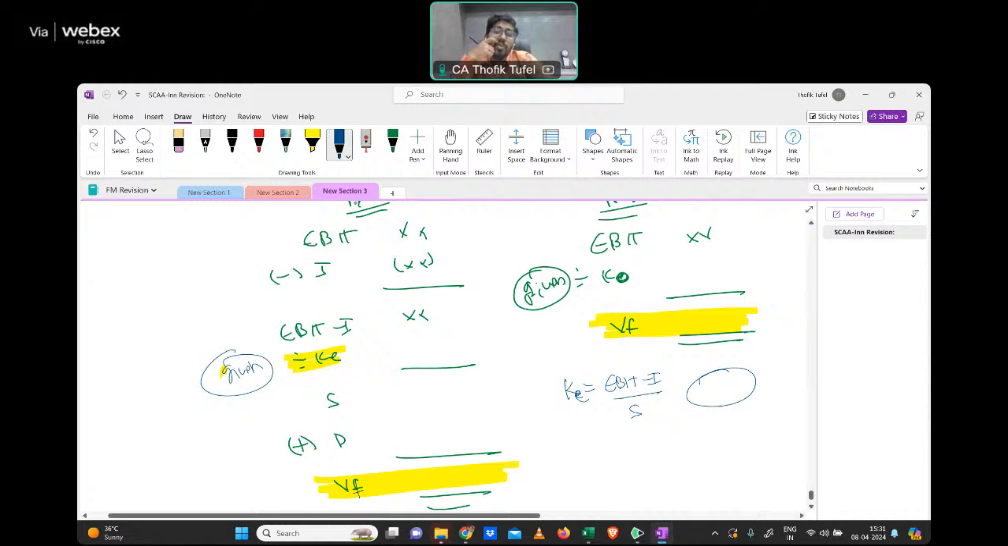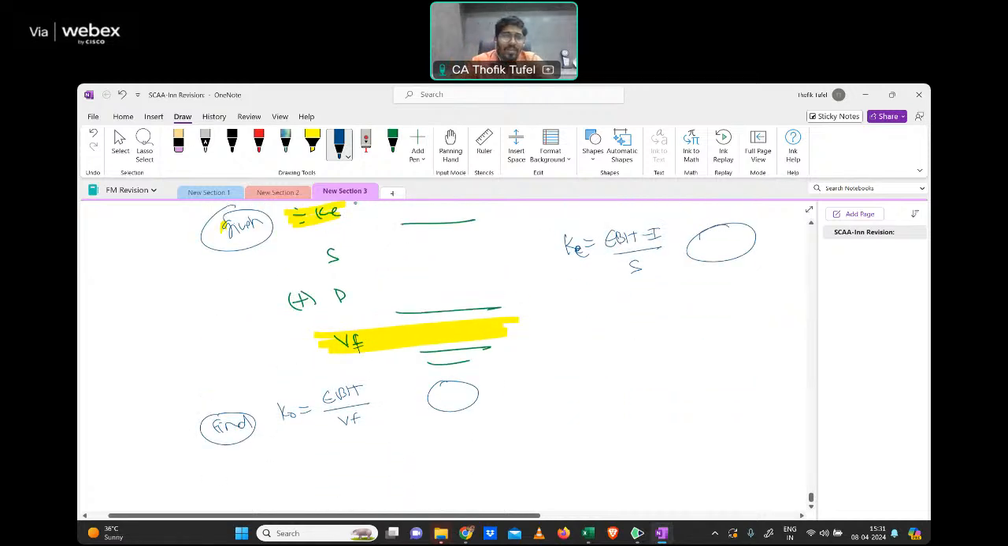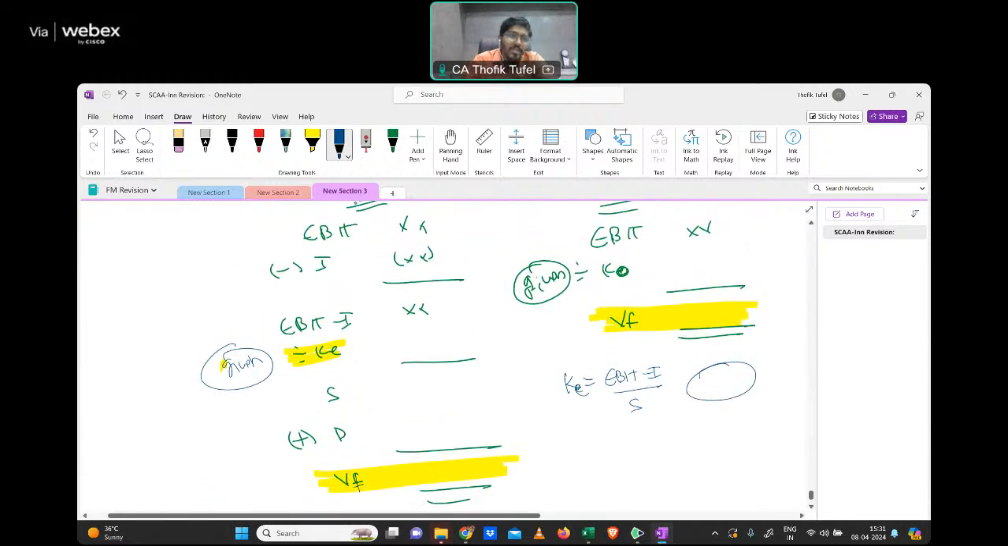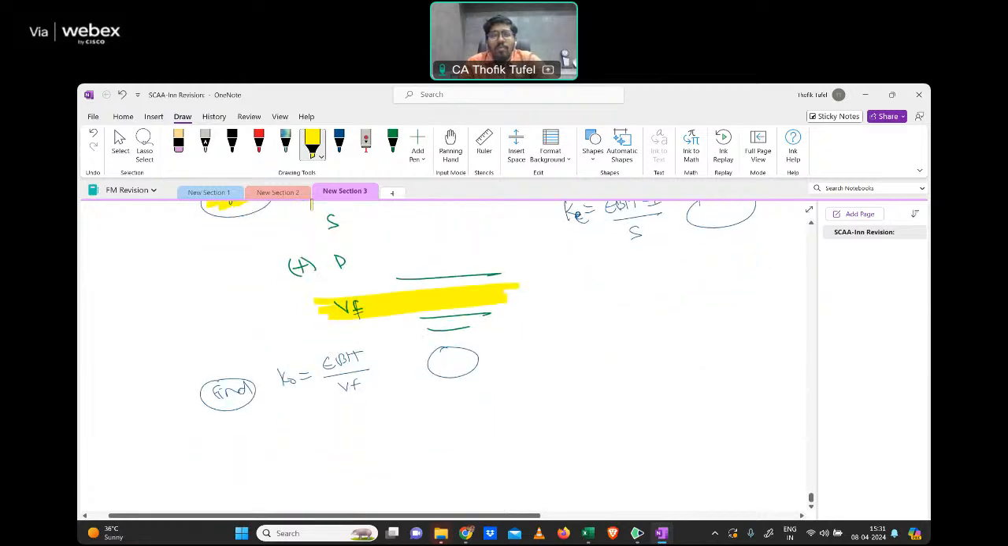So this is how you have to do the problem. EBIT minus I divided by S, you have to find out K. So here you have to find out KO. Here K is constant, and here KO is constant. So this is what is net income approach and net operating income approach.